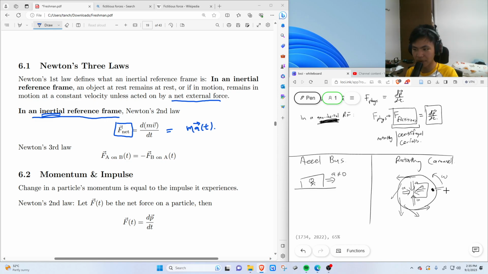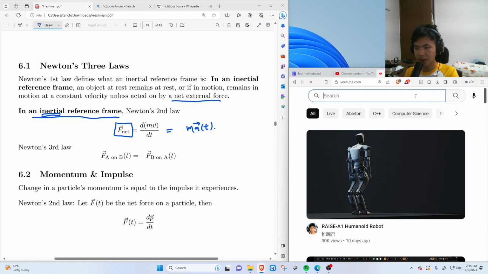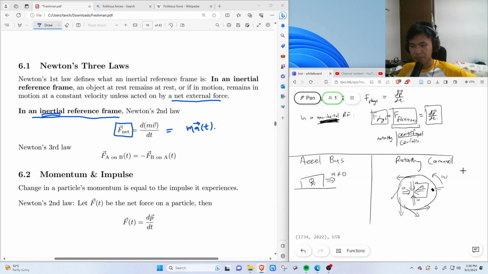And the reason why he sees the ball move away, even though there's no horizontal physical force that acts on it, is because there's a centrifugal force, which is a fictitious force, due to the fact that he's in a non-inertial reference frame. I went through this in a video. If you search TCH survives centrifugal, I went through this in detail where I explained the difference between the centrifugal force and the centripetal force. But basically, the centrifugal force is a fictitious force due to you being in a rotating reference frame.